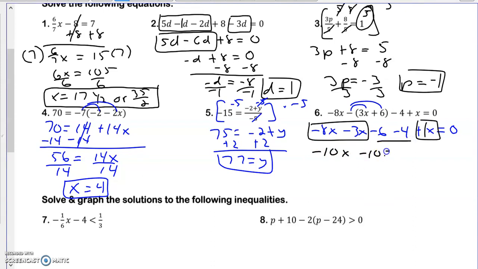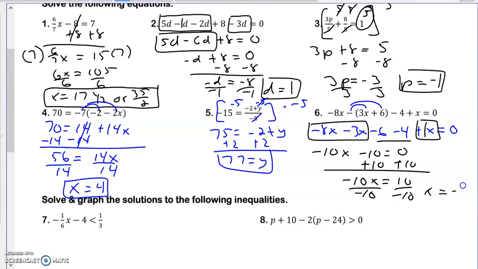I get a negative 10x minus 10 equals 0. Then I'm going to add 10 to both sides. And I get a negative 10x equals 10. I'm going to divide by negative 10, and x equals negative 1.